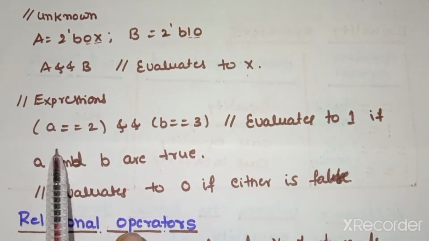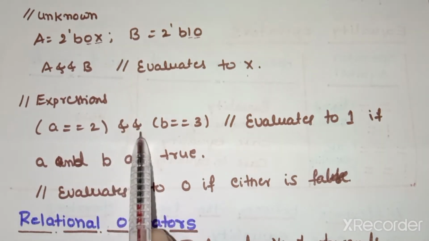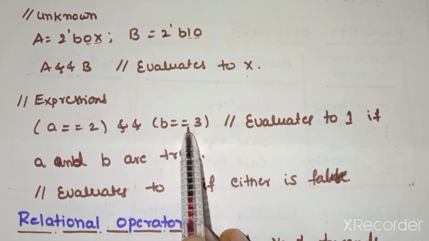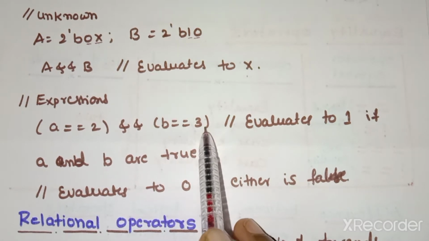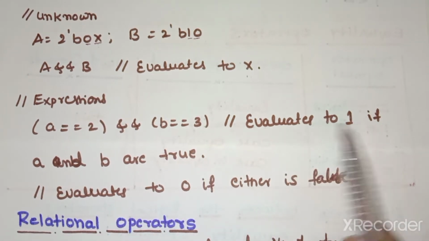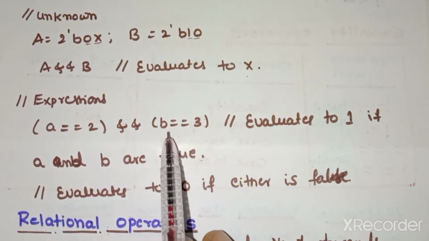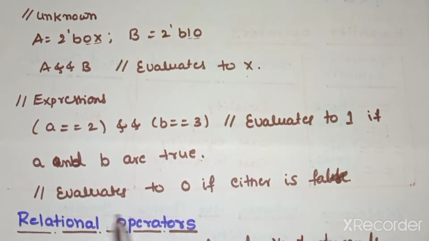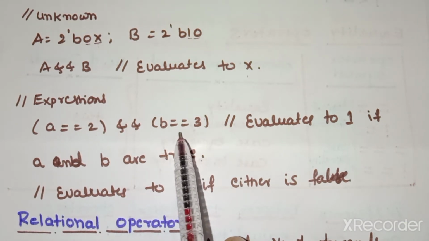So this is an expression. What I have taken is a equal to 2, logical AND, b equal to 3. What happens? The answer is equal to 1 when a equal to 2 and b equal to 3. Correct? It evaluates to 1 if a and b are true. That means if a value is equal to 2 and b value is equal to 3, then it is going to give you the 1. Otherwise, it evaluates to 0. This you are going to study in the next session.